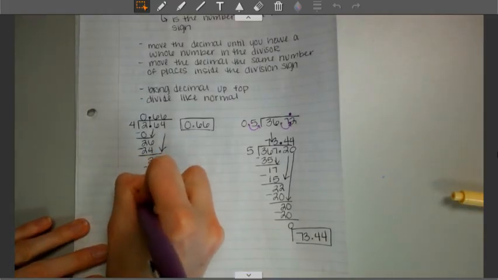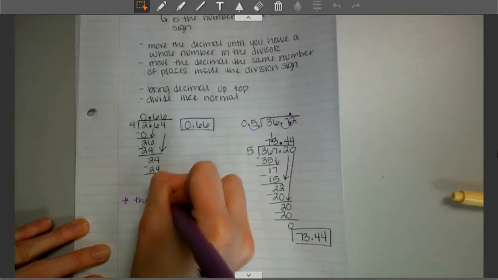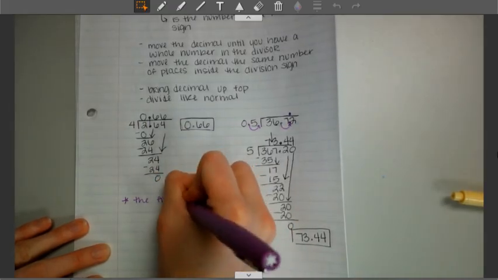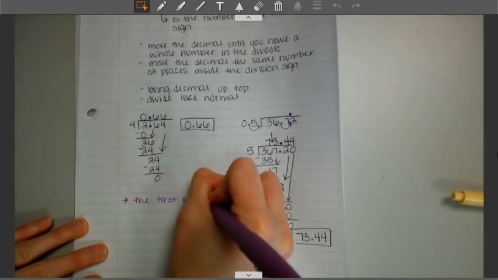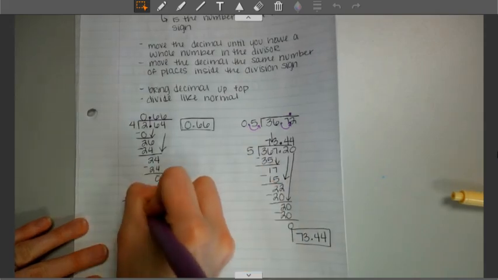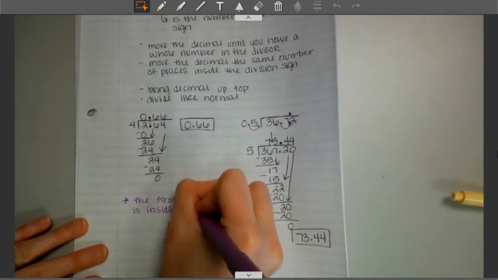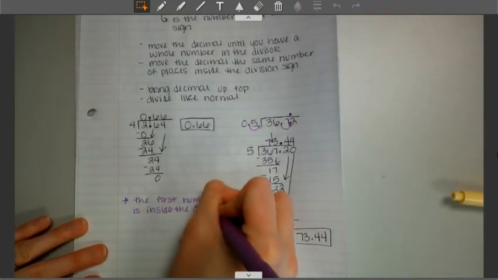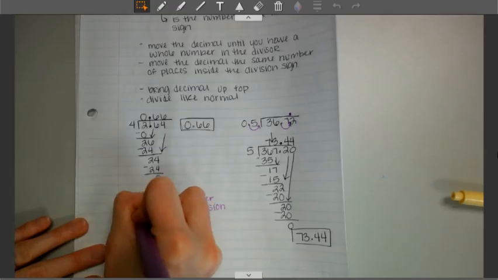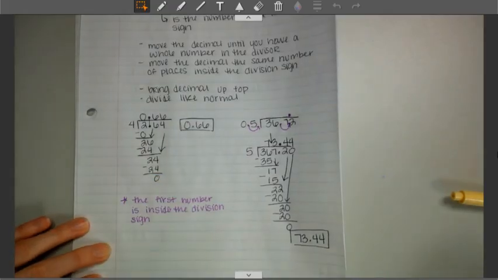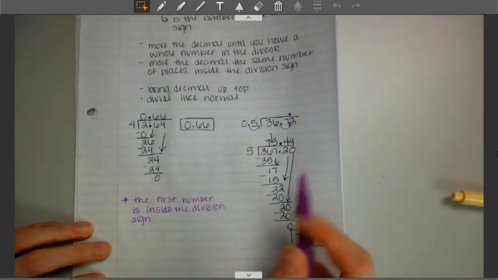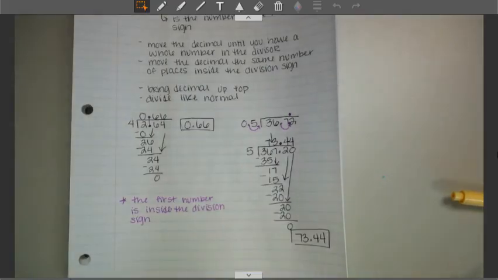A couple things to remember when it comes to division. The first number goes inside the division sign. It does not matter if it is smaller. The first number will go inside the division sign. Because we're dealing with decimals, we're going to end up with smaller answers anyways.